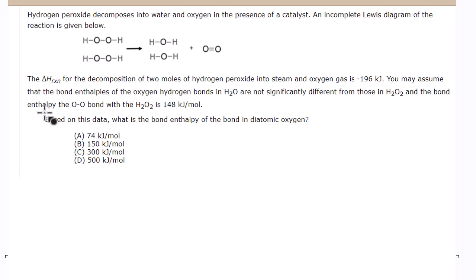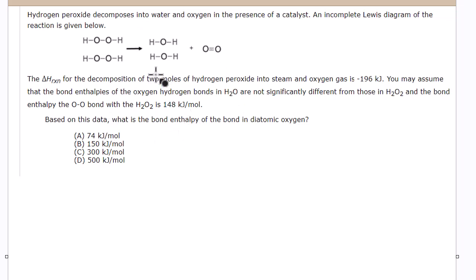Now they also give us the bond enthalpy. The bond enthalpy for the single bond oxygen is 148 kilojoules per mole. Our bond enthalpies are always positive. It's what's required to break a single O-O bond. That's the 148 kilojoules. So we know the 148 kilojoules, and we know the overall delta H for the reaction, and they want the bond enthalpy for diatomic oxygen, this one.